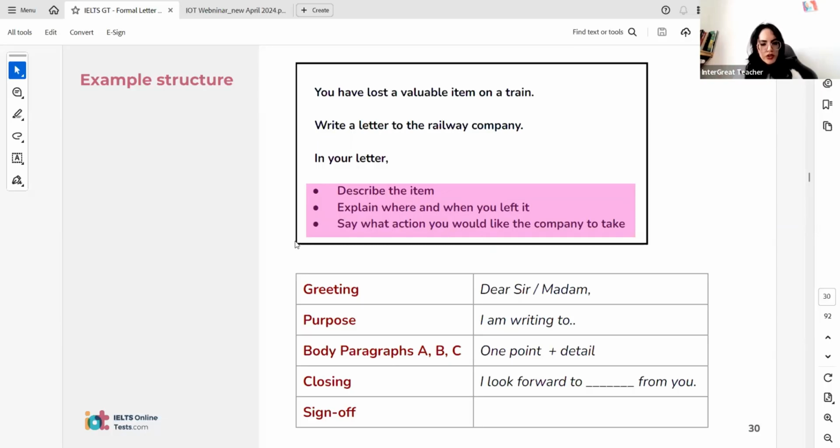Yes, I look forward to hearing from you. And please remember that it's always ing, seeing you, hearing you. You have to have ing because to here is a preposition. And my sign off is yours sincerely.